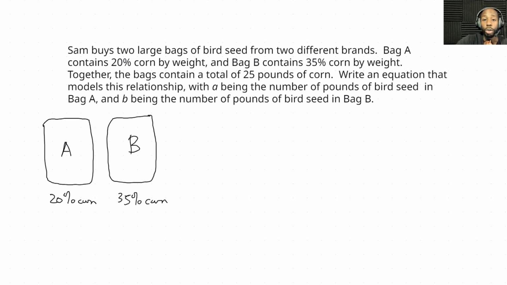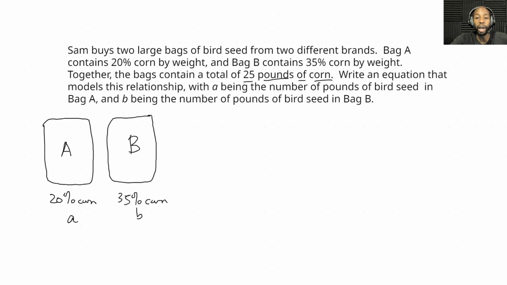Now, 25 pounds of corn. Notice it doesn't say a total of 25 pounds of bird seed. If it was 25 pounds of bird seed, then it would just be A plus B equals 25, but that's not the case. We're talking about 25 pounds of corn. Therefore, let's ask ourselves how many pounds of corn do we have?